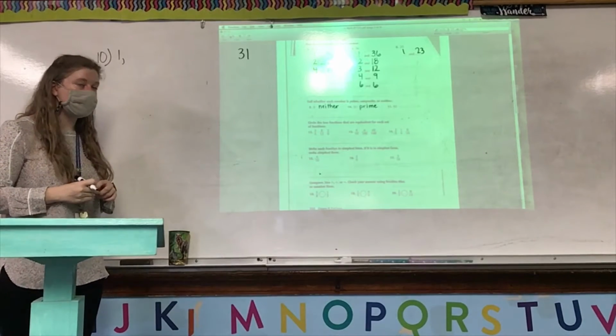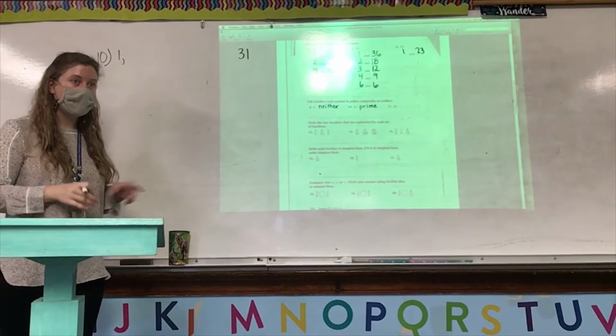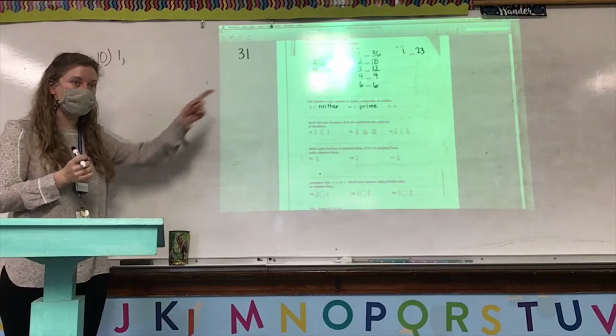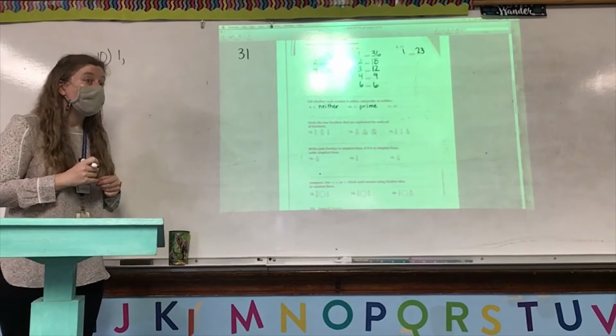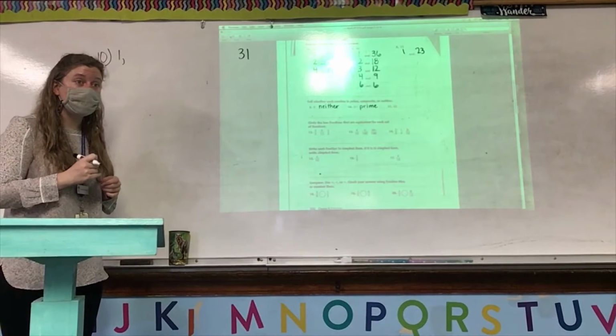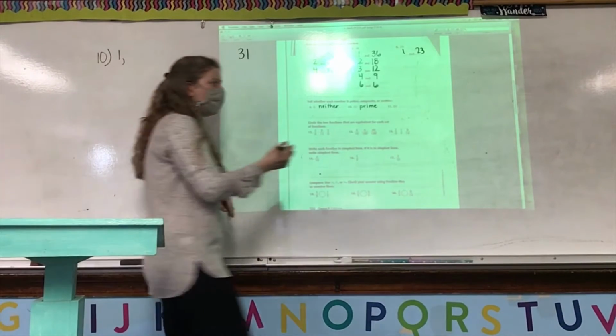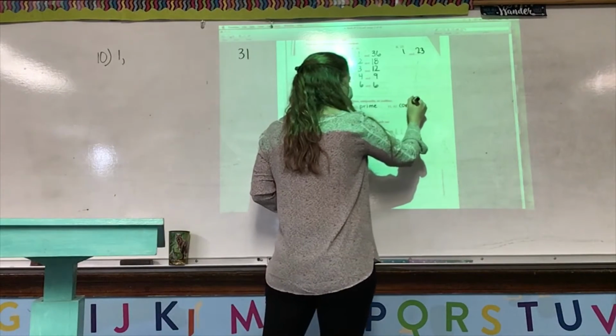Michaela, we're trying to figure out if it's prime or composite. Do we have to factor rainbow, or can we look at it right away and say whether it's prime or composite? We can look at it right away. 62 is composite. How do we know that without factor rainbowing?